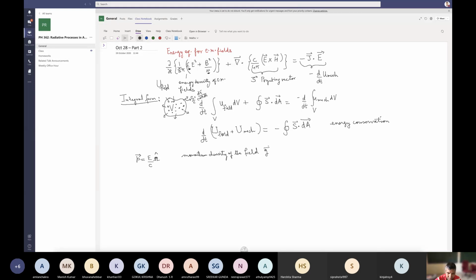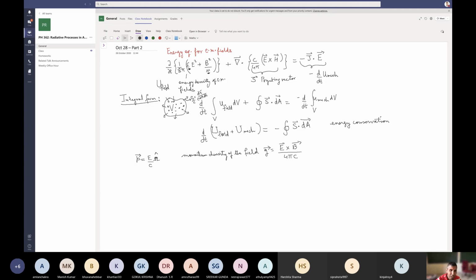G. So the field has energy, it has momentum, it has angular momentum, it has all these properties that we normally associate with matter. And of course we looked at the photon picture and we talked about radiation pressure, momentum flux, and so on. So this is nothing but E cross B by 4 pi c.